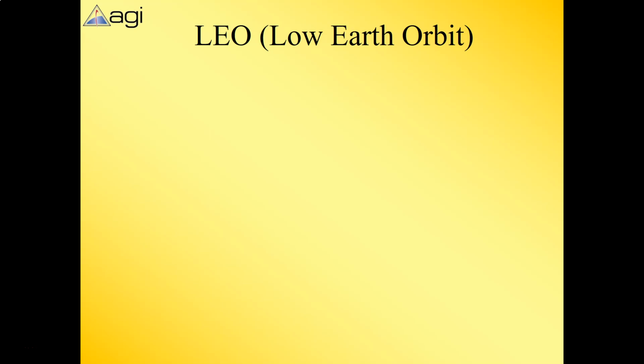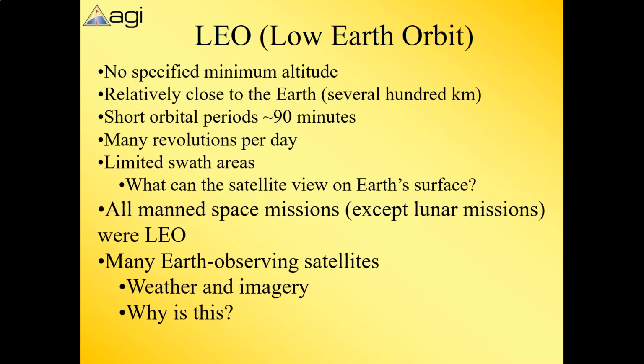LEO must be related somehow to the constellation Leo, or the lion, right? Well, no, there's no connection there. Remember, we're talking about low Earth orbits. We've discussed these: no specified minimum altitude, really close to the Earth, short orbital periods, and the limited swath area they have when they view the Earth's surface. Pretty much everything we've done since we stopped going to the moon has been in an LEO.